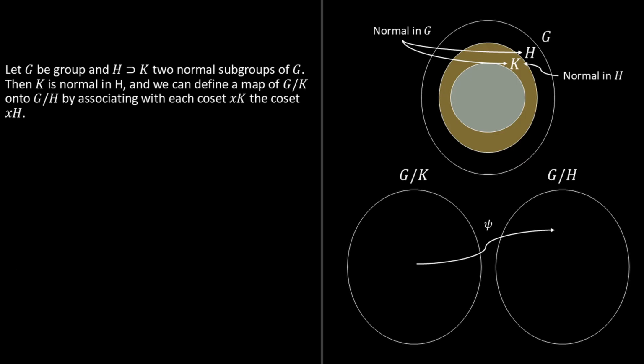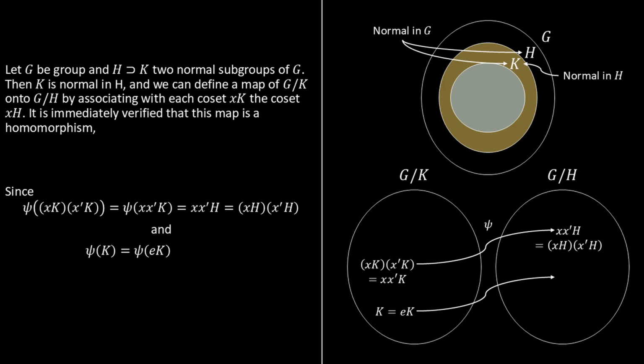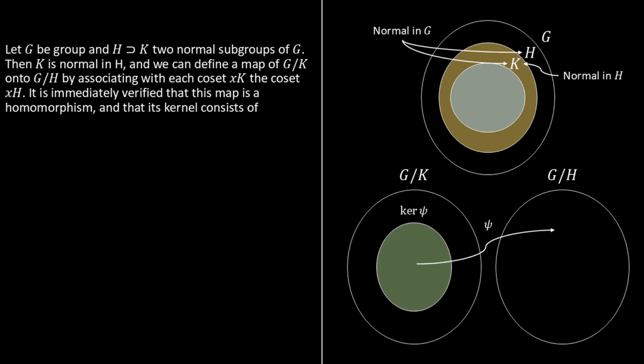The following we have, it is immediately verified that this map is a homomorphism. Since psi of (xK)(x prime K) equals psi of (x x prime)K equals x x prime H equals (xH)(x prime H), and psi of K equals psi of eK equals eH equals H, this map is a homomorphism.